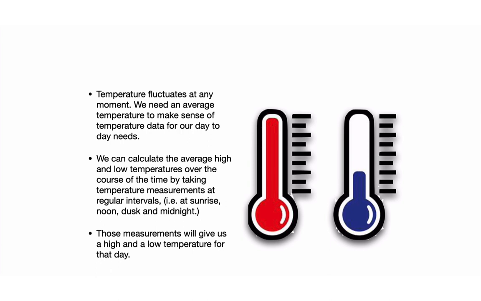Temperature fluctuates at any moment. We need an average temperature to make sense of temperature data for our day-to-day needs. We can calculate the average high and low temperatures over the course of the time by taking temperature measurements at regular intervals, that is at sunrise, noon, dusk and midnight. Those measurements will give us a high and a low temperature for that day.